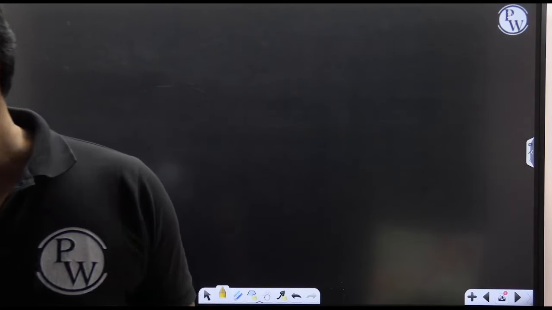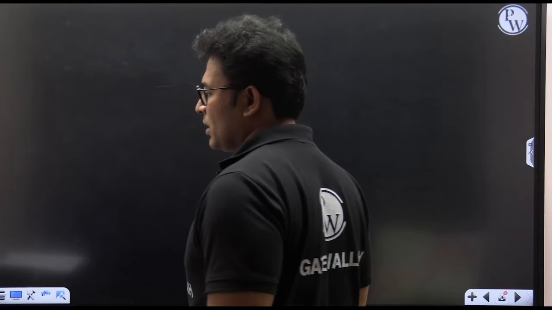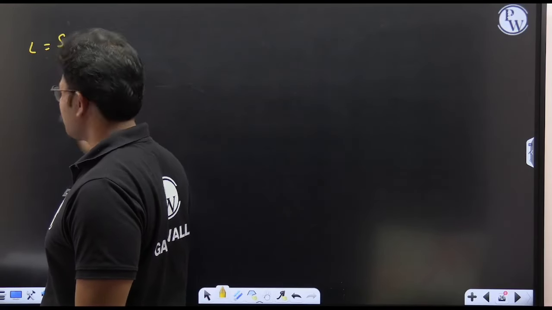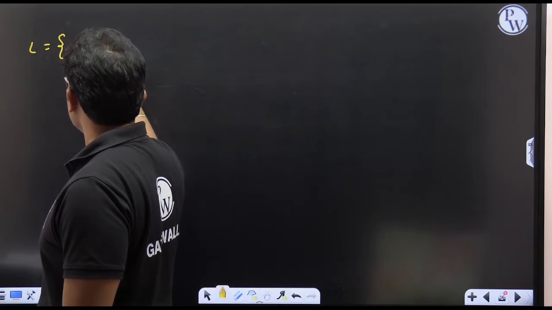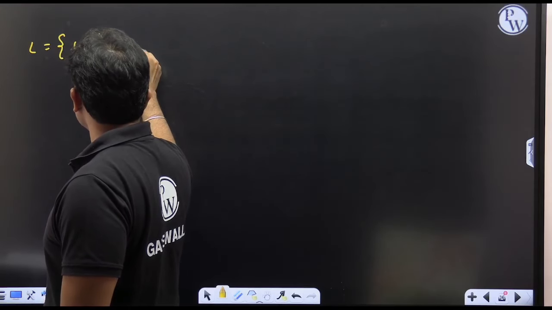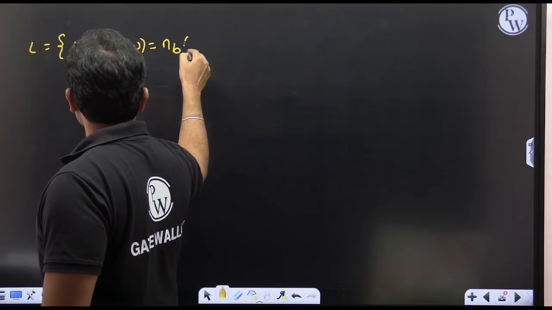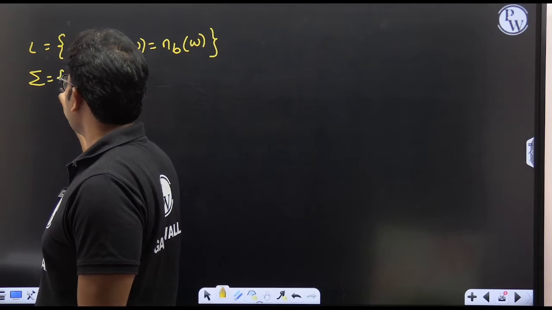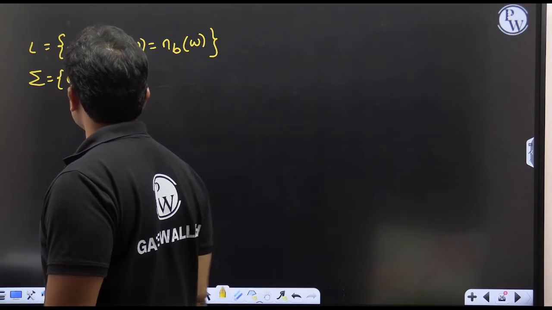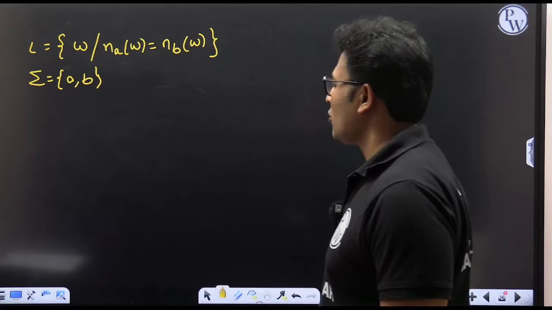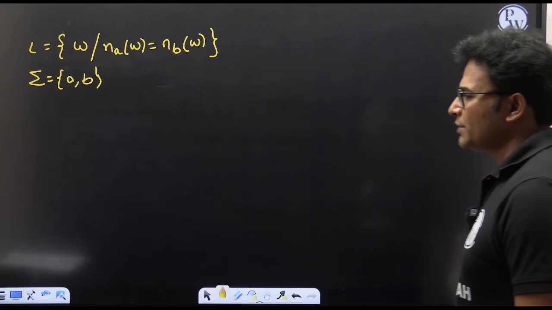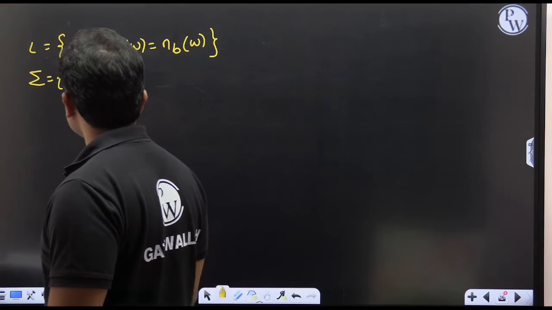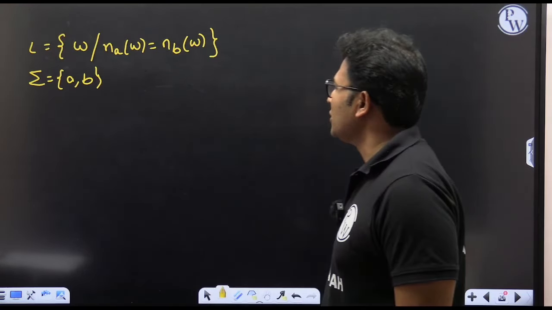Now let us see one more problem. The problem is L equal to the set of all strings W such that the number of A's in W is equal to the number of B's in W, and sigma equal to {a, b}. Set of all strings over {a, b} such that number of A's in W is equal to number of B's in W.